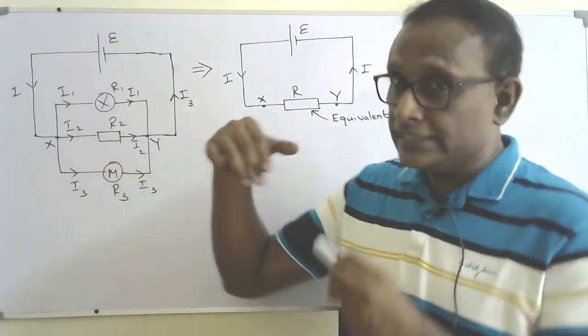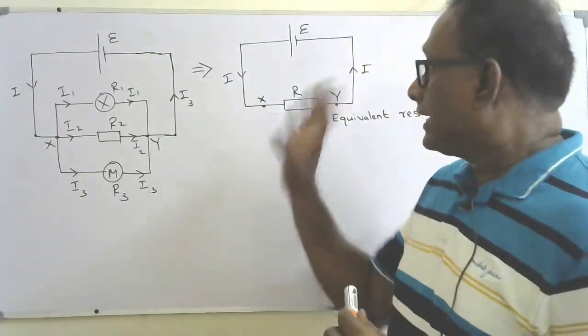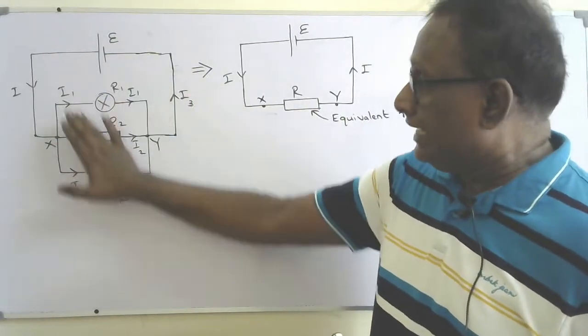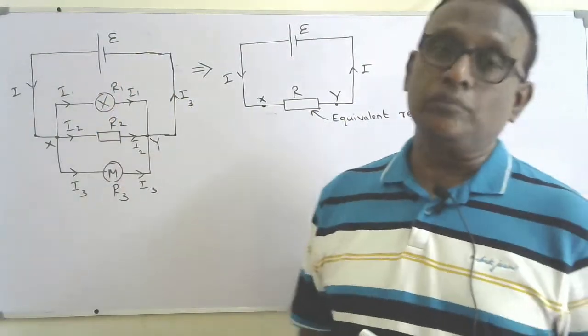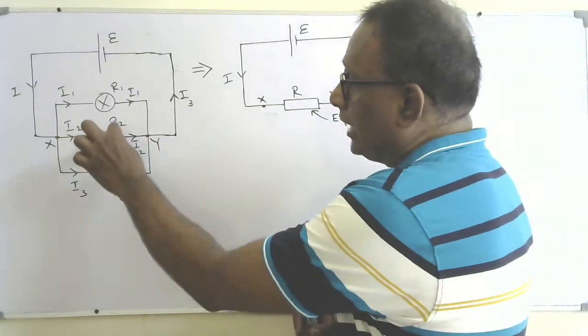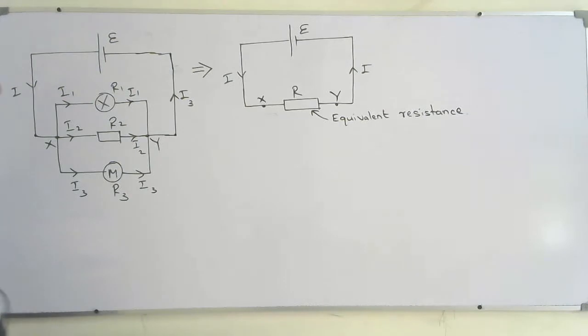Total does not mean just adding. We are going to get a different format, but I can say this resistance R is the equivalent resistance of these components. So what's the relationship between R and R1, R2, R3? How can I get a relationship? I'm going to derive the relationship now.